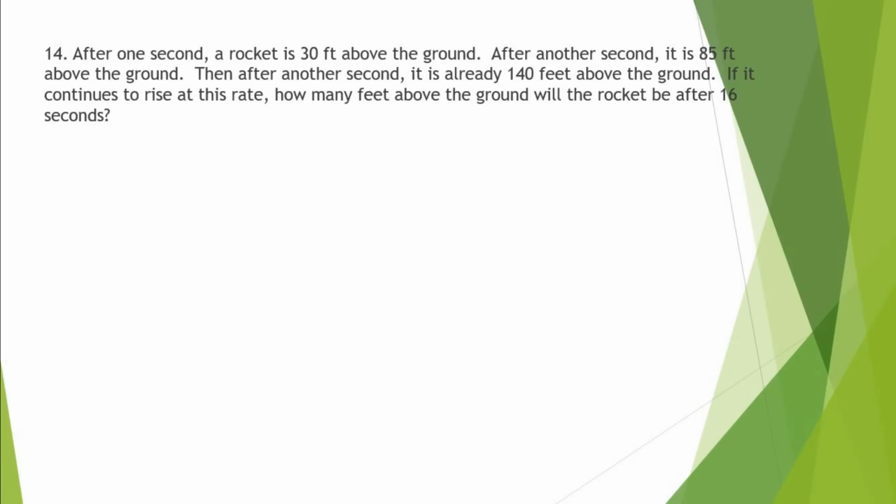Next illustrative example. After 1 second, a rocket is 30 feet above the ground. After another second, it is 85 feet above the ground. Then after another second, it is already 140 feet above the ground. If it continues to rise at this rate, how many feet above the ground will the rocket be after 16 seconds?